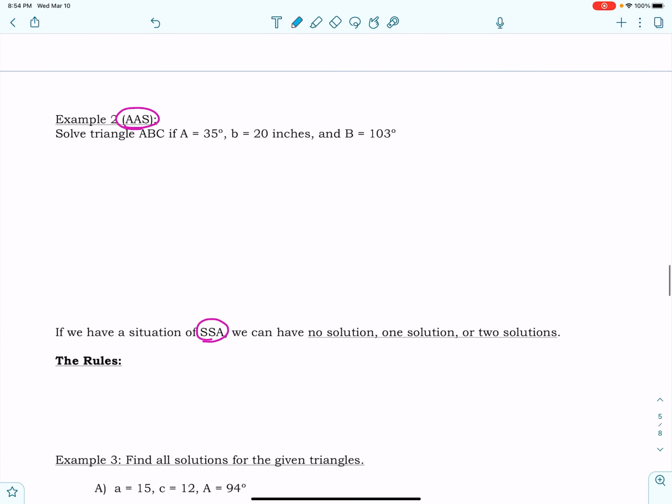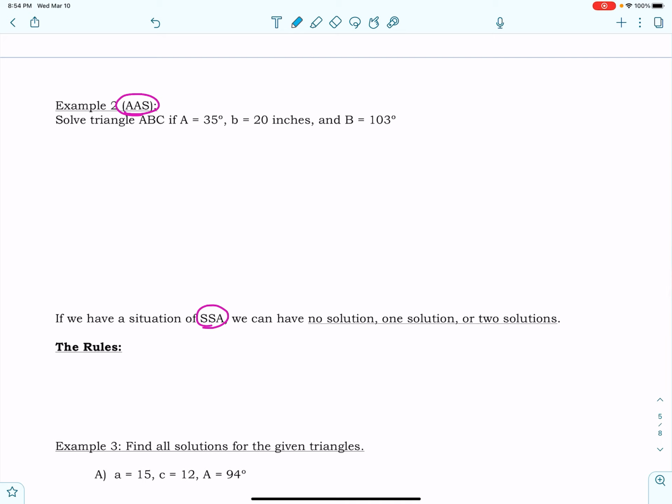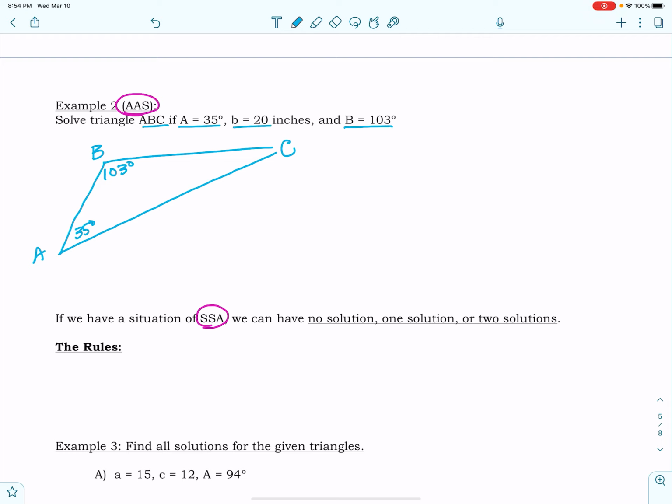So we're just going to move on to example 2 here. And we are going to, again, draw our triangle. So I've got triangle ABC. So A is 35, B is 103. So that is going to be obtuse. So I know that I want my 103 here. A is 35, we're looking for C. Side B would be across from B, so that would be 20 inches right there. So the first thing I'm going to do is the obvious easy thing. I'm going to find the measure of angle C.